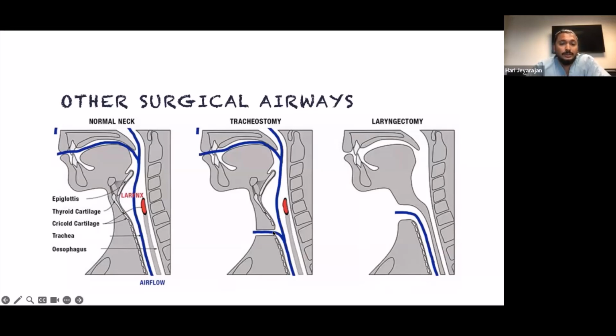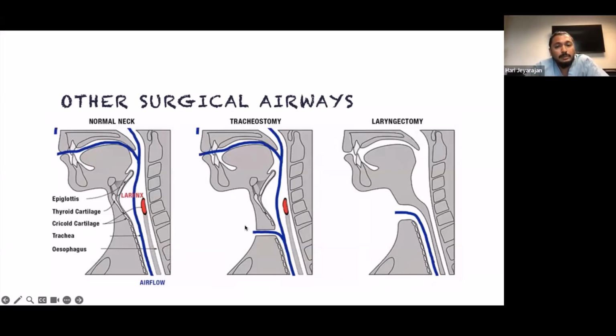This is what a tracheostomy looks like. Here you can see there's an immediate fistula going between the neck skin, between the second and third tracheal rings into the trachea there. You can see airflow goes directly through this fistula into the windpipe, bypassing the larynx and the upper pharynx, but air can still travel from the nose and the mouth into the larynx and into the trachea as well, as can secretions. So this is the tracheostomy.